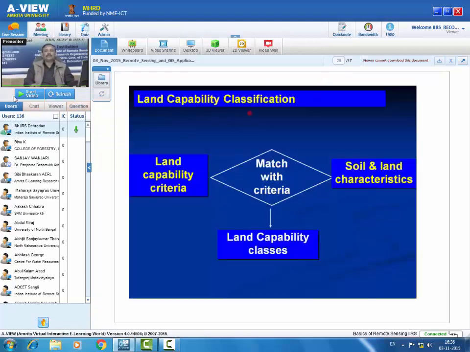Then how do we do the land capability? Here you have the soil map and soil characteristics. Here you have the characteristics of the land capability criteria. You can match both and prepare the land capability classes map.